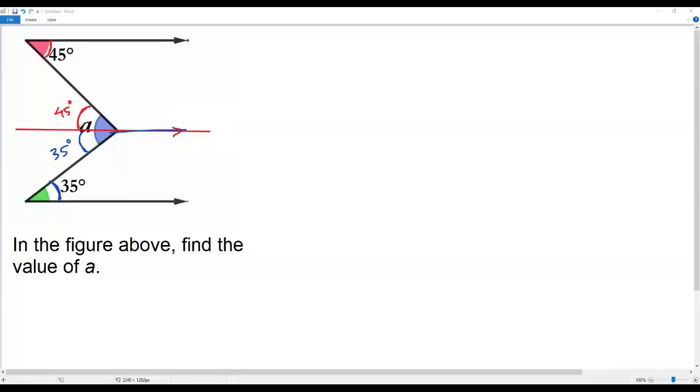Now if I want to get A, I just have to add these two angle measures, because these two angles together form the angle measure over here, that's A. So our aim is to get the value of A. Then A is equal to 45 plus 35. When I add 45 and 35, I get 80. So the value of A is 80.